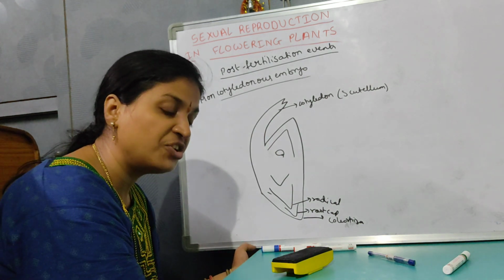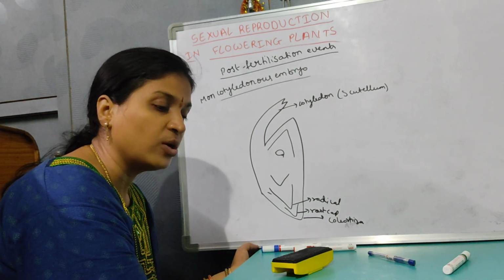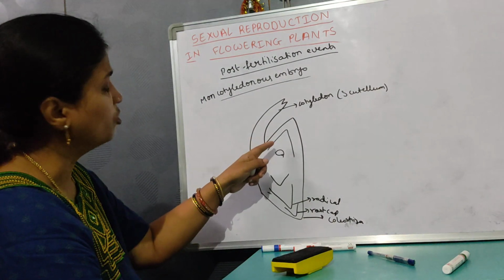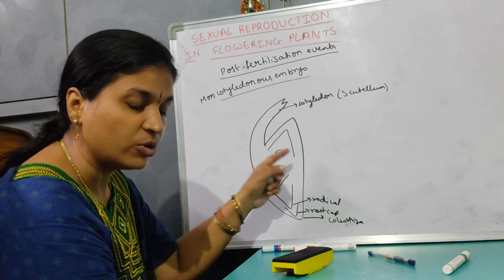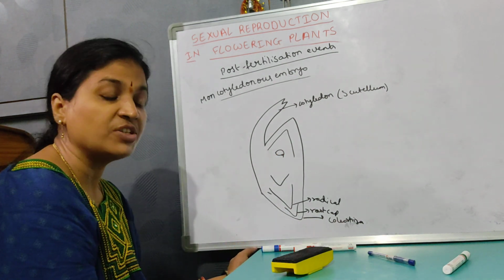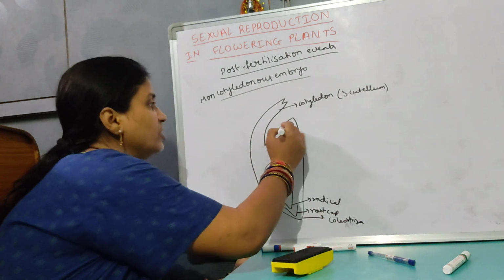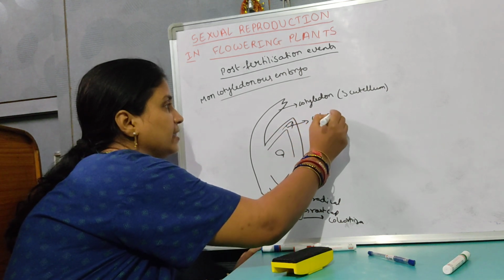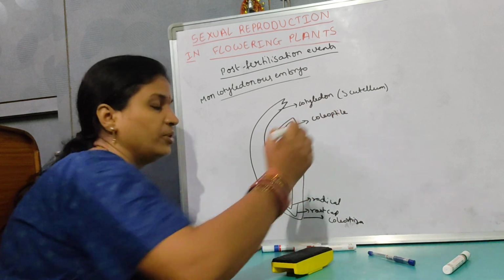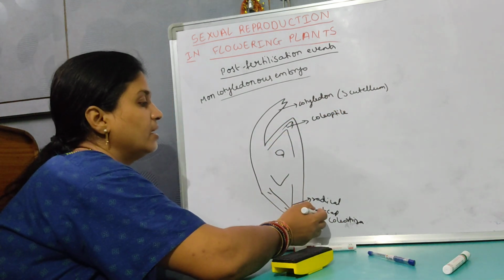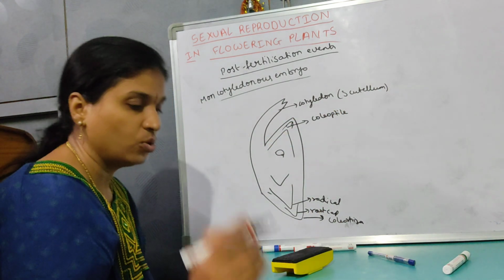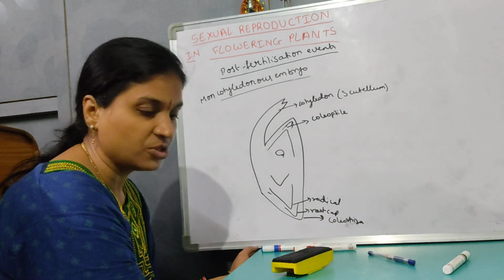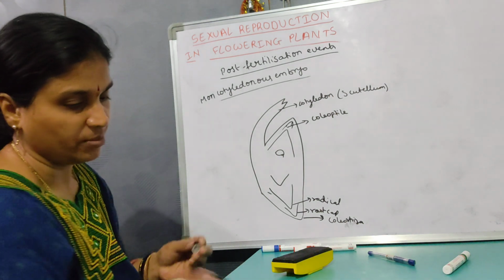Coleorhiza is the undifferentiated sheath which encloses the root cap. Then the epicotyl portion, which bears the shoot apex, is covered by another sheath called the coleoptile. The coleorhiza encloses the root cap. The coleoptile protects the shoot apex.